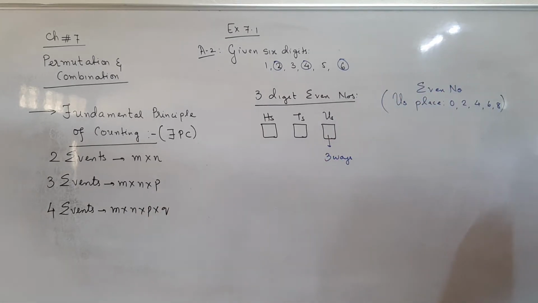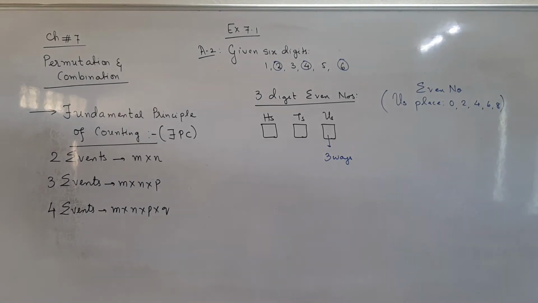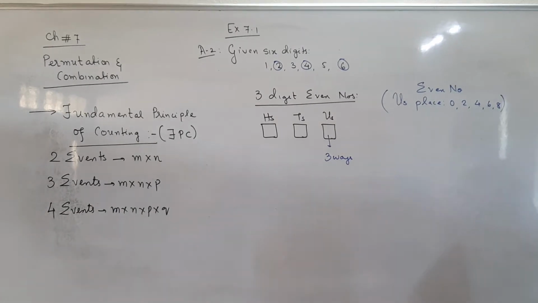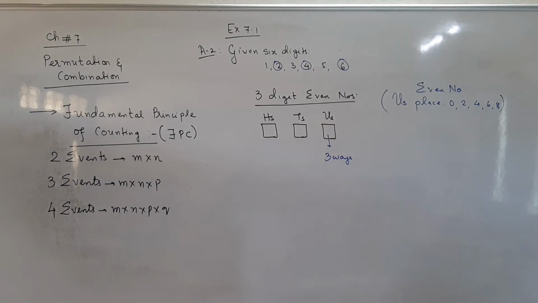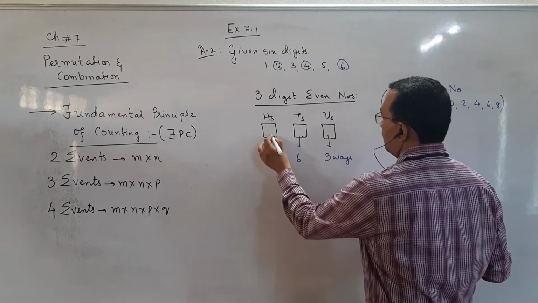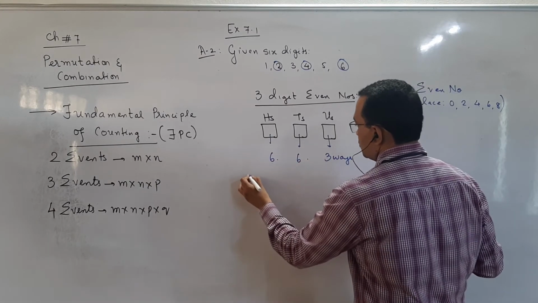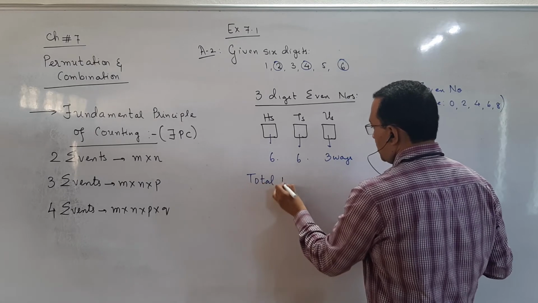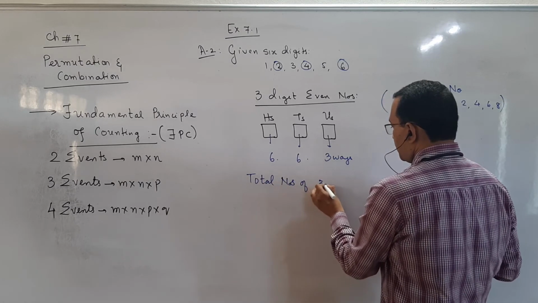When there is a condition, this is called a restricted sum. Restricted means we have been given some condition for the data, and that condition is that if the number is even, then the units place can be occupied by 0, 2, 4, 6 or 8 only. So the units place according to our digits can be filled in only 3 ways. Now repetition is allowed, so for the tens place I have 6 options, and for the hundreds place also I have 6 options.